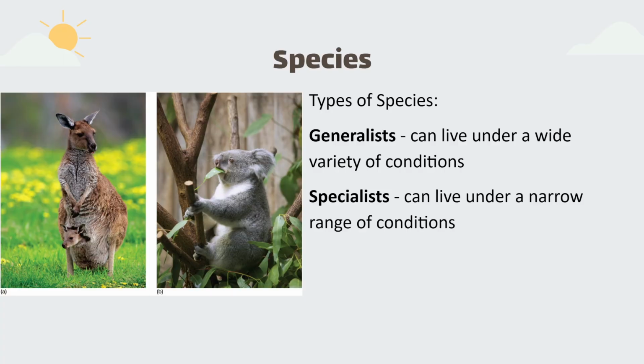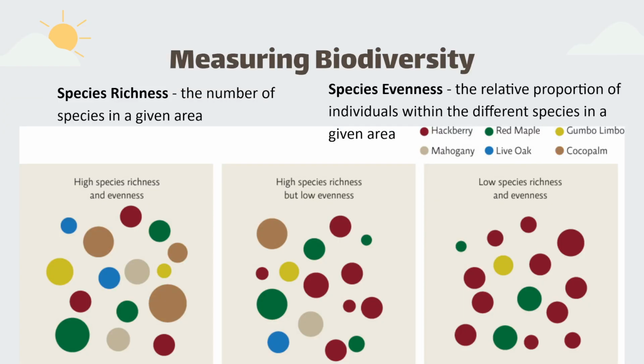Species can be categorized based on their tolerance for different conditions. Generalists can live under a wide variety of conditions, like this kangaroo here or raccoons in our cities. Specialists live within a narrow range of conditions. The koala, for instance, is highly specialized, relying almost exclusively on eucalyptus leaves for food. Specialists are often more vulnerable to habitat loss and environmental change.